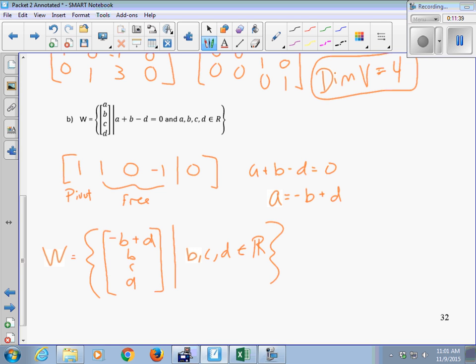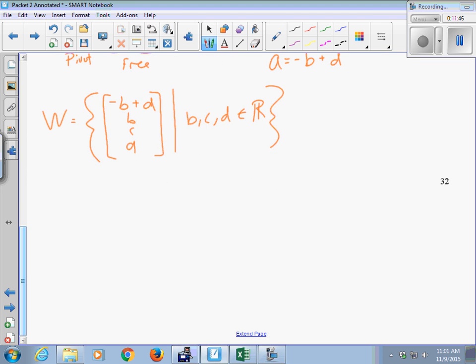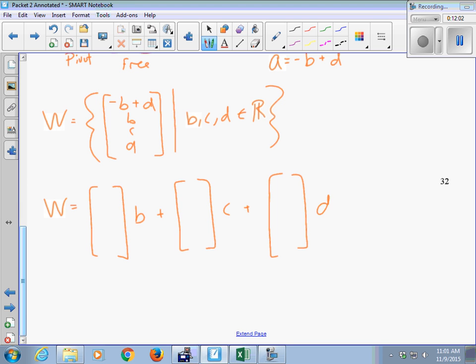All right, now I can do this problem exactly like I did the last one. Break it out into parametric vector form and try to come up with a basis. So there's no A anymore. My free variables are B, C, and D. So let's see, I've got -1, 1, 0, 0. For C's, I have 0, 0, 1, 0. And for D's, I have 1, 0, 0, 1.